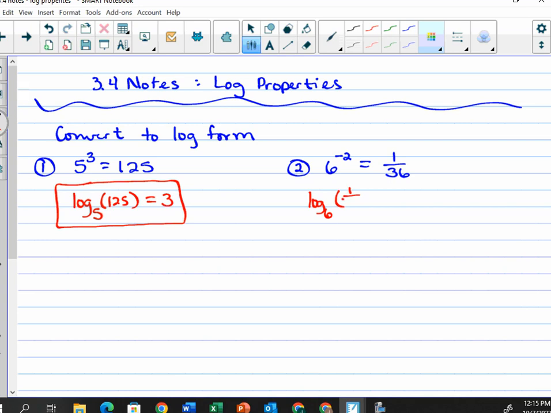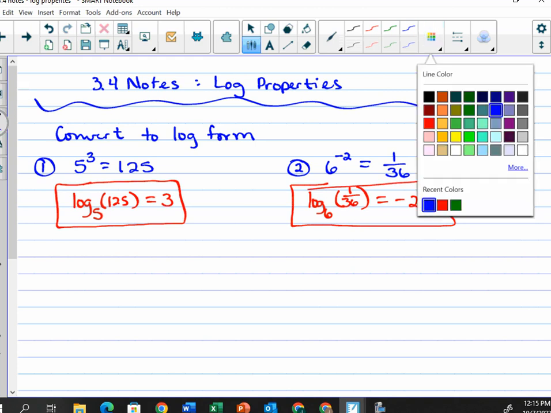And it's not times 1 over 36, it's just "of" 1 over 36. Yeah, parentheses, however you want to say it. And then equals negative 2. I know we're not really used to reading it out loud. Like, how do I say it?